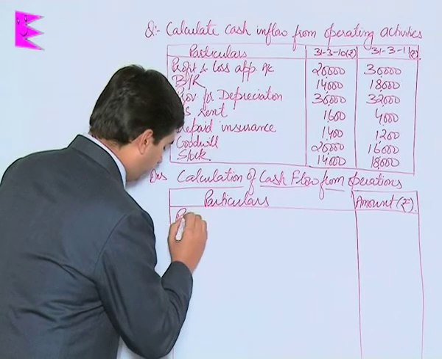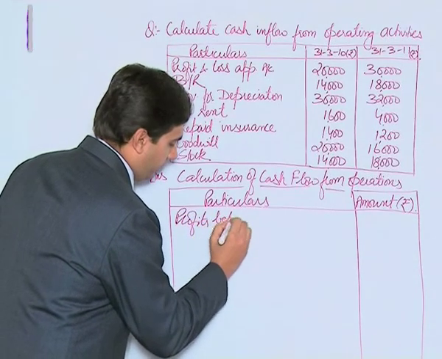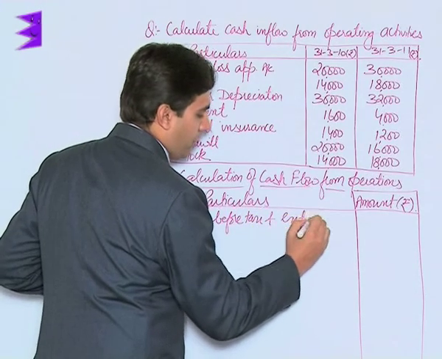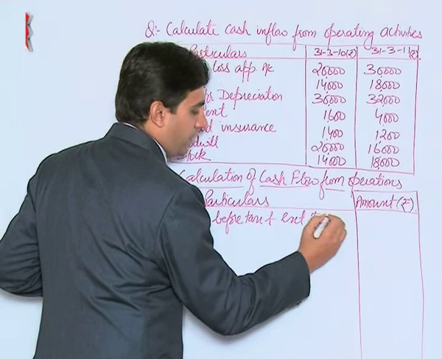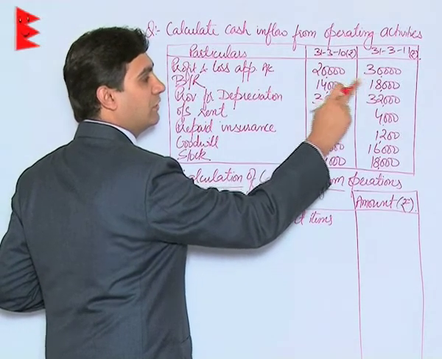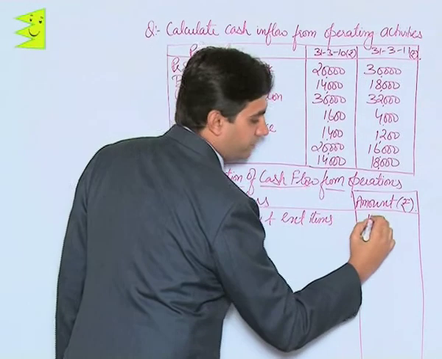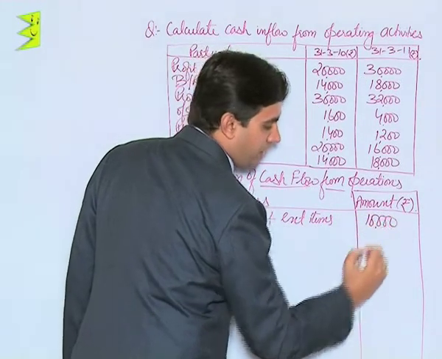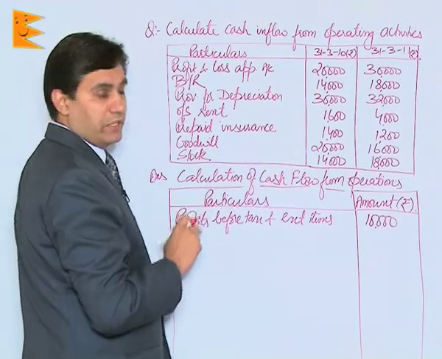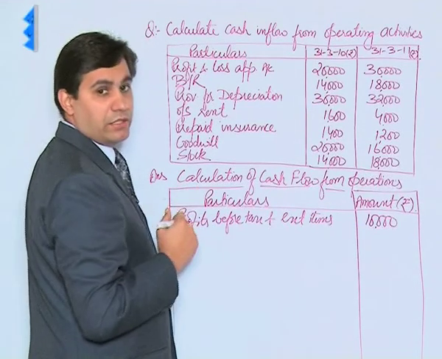So, profits before tax and extraordinary items. This is equal to difference of these two values. The current year figure is 30,000, the previous year is 20,000. So 30 minus 20 makes it 10,000. So that is current year figure minus previous year figure. Profit before tax and extraordinary item comes to rupees 10,000.